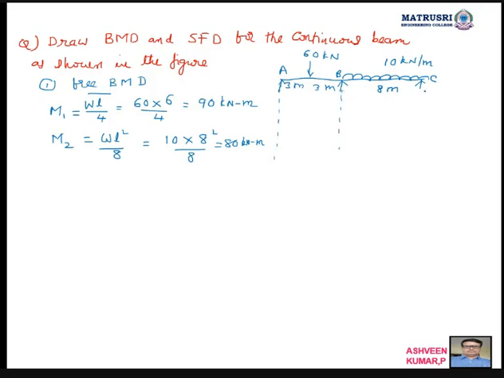I will draw the free bending moment diagram. Free bending moment diagram I am drawing here. How much here? That is 90, so 90 I am taking. There is no load, so it is linear. There is also no load, so linear. Here we got 80. Because it is UDL, it is a parabola. A, B, C.